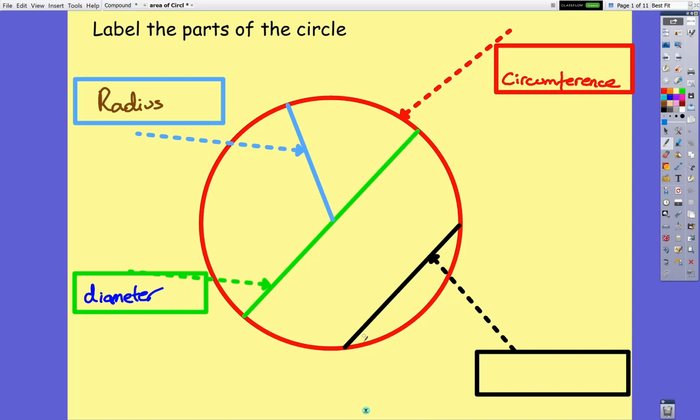Right, and the last one here, this last little part, is actually called a chord. Now a chord goes from one side of your circle to the other, but doesn't go through your center. So in theory, I could have chords everywhere. I could have a chord going like that, I could have a chord going like that, I could have a chord anywhere on here, as long as it doesn't go through the center. Because if it does go through the center, you got it, it's called the diameter.